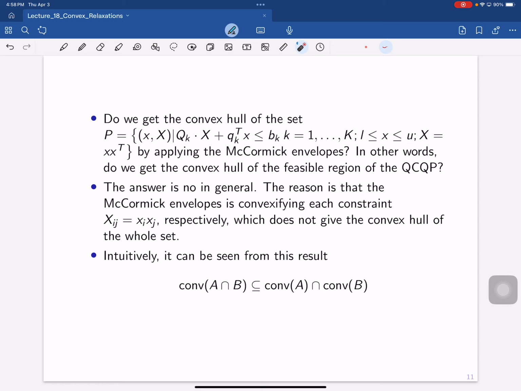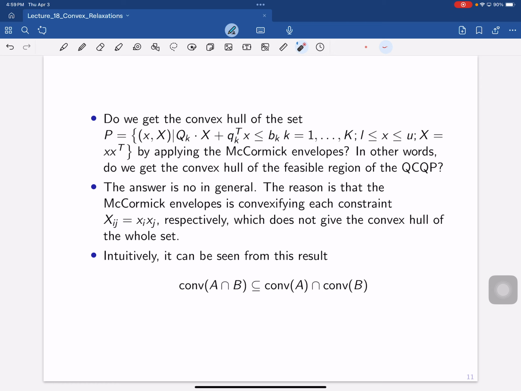So mathematically speaking, it is like you have two sets, right? Set A and set B. You get the convex hull of A and convex hull of B, then you intersect them. So the idea is think about McCormick envelope as you convexify one bilinear term, and then you convexify another bilinear term, and you intersect them, right? And then if you want to get the convex hull, you should get the convex hull of the intersection instead, right? So these two things are sometimes the same, sometimes different.